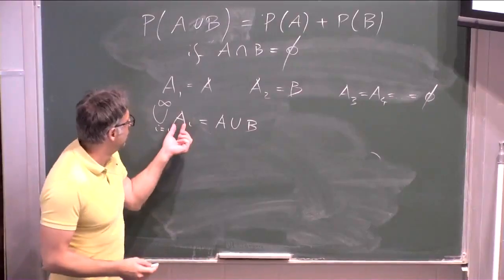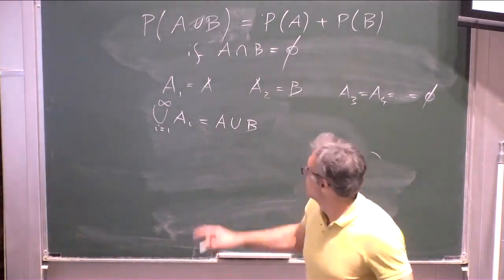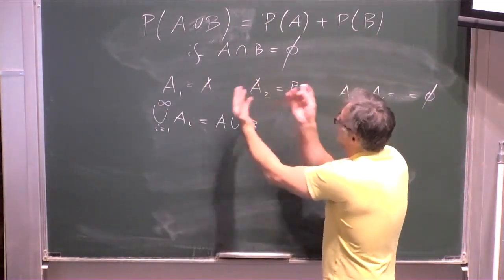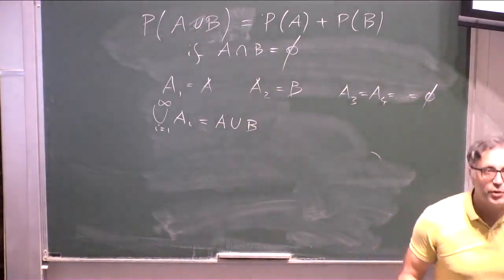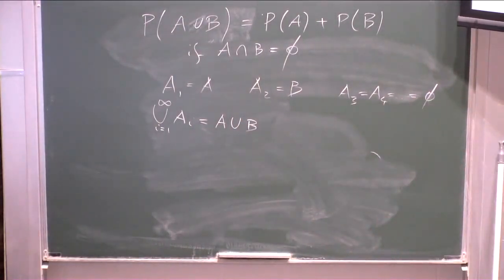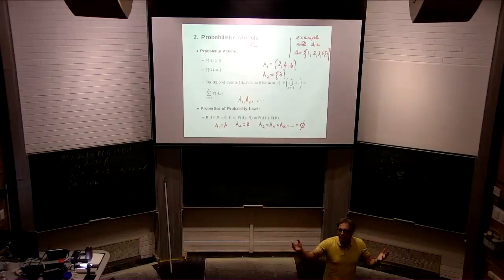And also, any choice of pairs in this sequence, either you choose the original two and they have empty intersection, or you choose an empty set. Anything you intersect with an empty set is empty, because intersection means belong to both. The empty set has nothing there, so that's it.